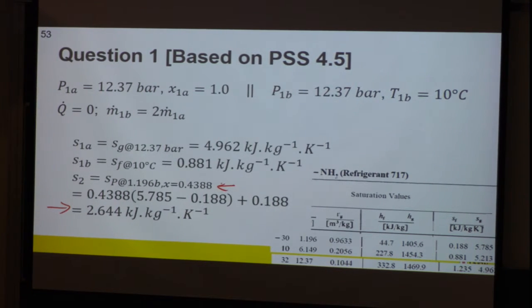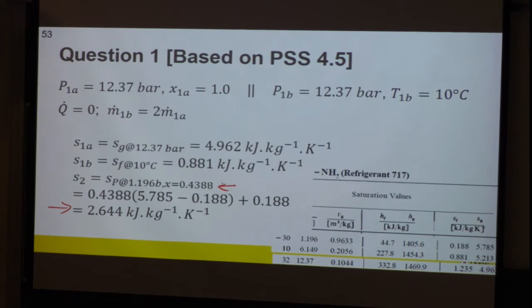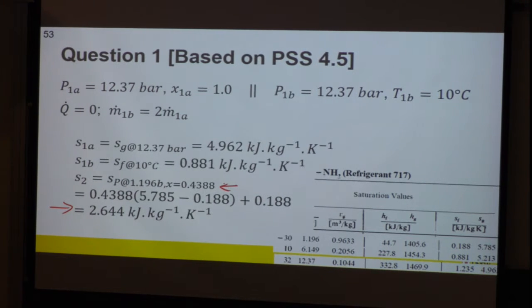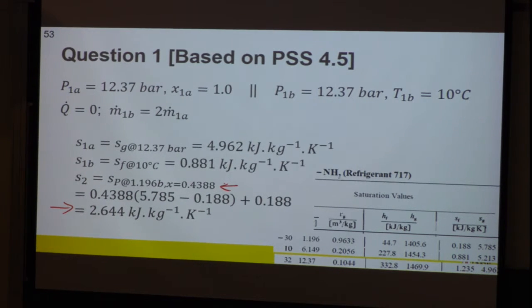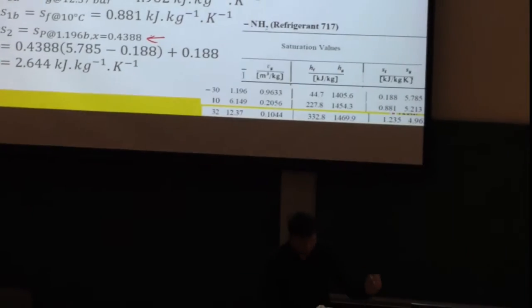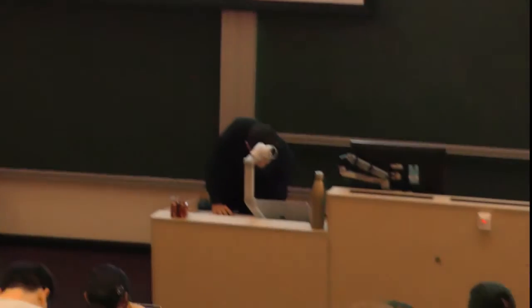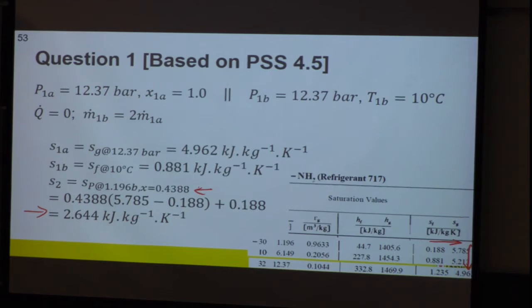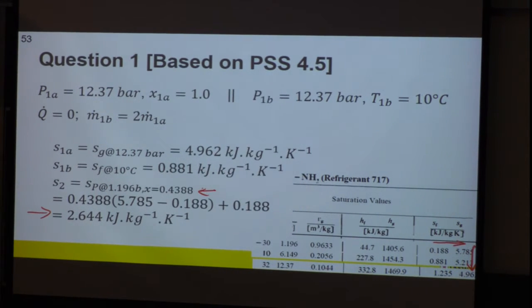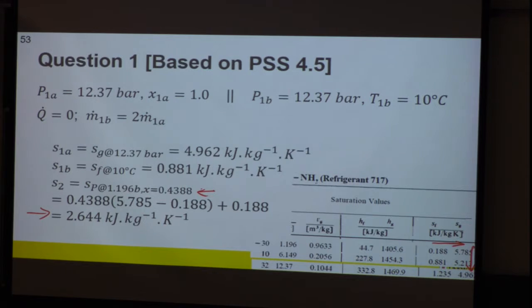Why does the entropy of the fluid increase when the temperature increases, but the gas decrease when the temperature increases? Yes, that's a good question. Okay, the question is, if I can rephrase it and not butcher it, why does the entropy go up as you go in that direction and go down as you go in this direction, right? 4.9 is less than 5.2 is less than 5.7? Yeah. That's your question? Okay, excellent, good.